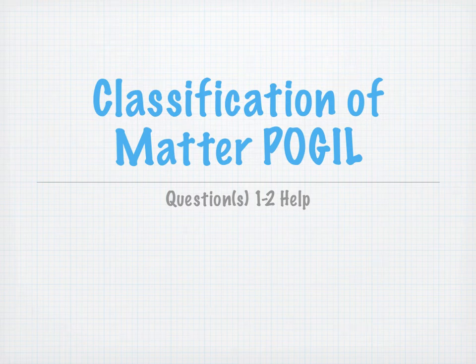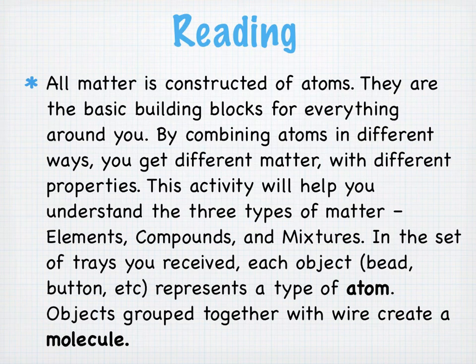All right, we're going to look at the classification of matter activity. These are designed to help you with the first few questions. All matter is constructed of atoms. They are the basic building blocks for everything around you. By combining atoms in different ways, you get different matter with different properties.